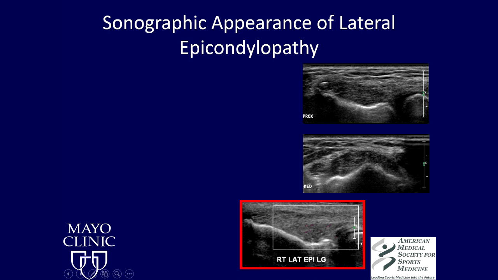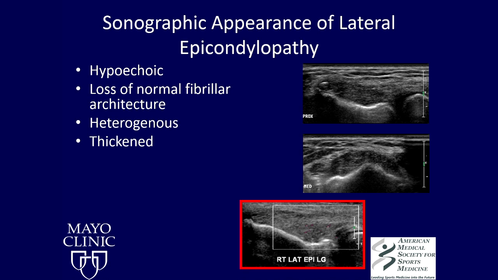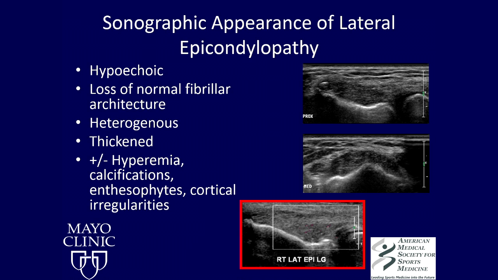Lateral epicondylopathy will appear hypoechoic. You'll have loss of the normal fibrillar architecture. It will be heterogeneous and thickened, with possible hyperemia, calcifications, osteophytes, and cortical irregularities. So here you can see a calcification in the tendon. You can see the tendon very thick, hypoechoic. You're not seeing that tight fibrillar pattern in this area. Lots of hyperemia in this tendon here.